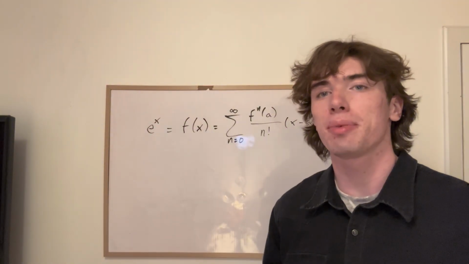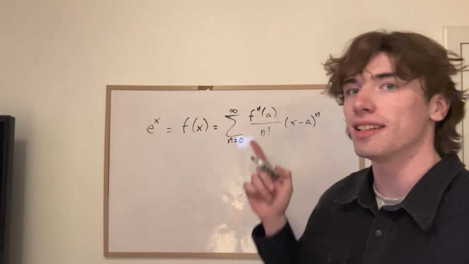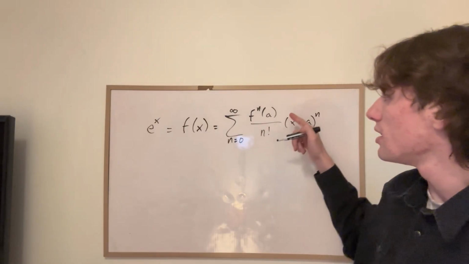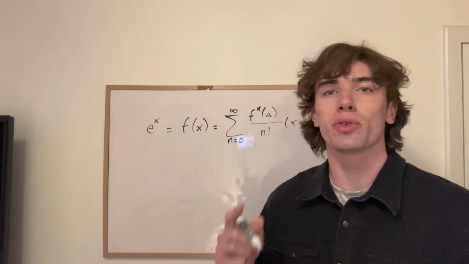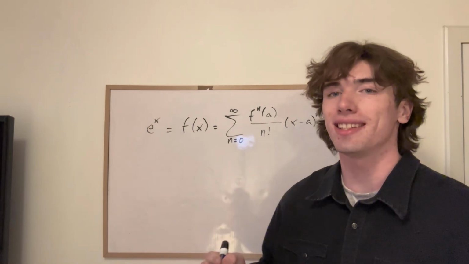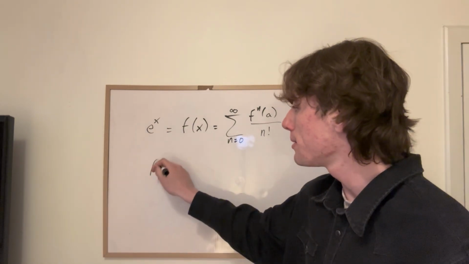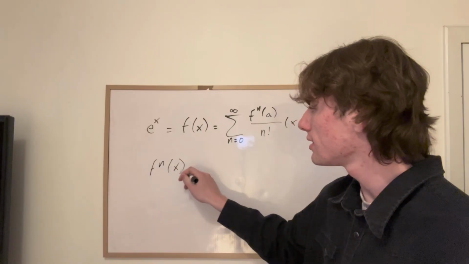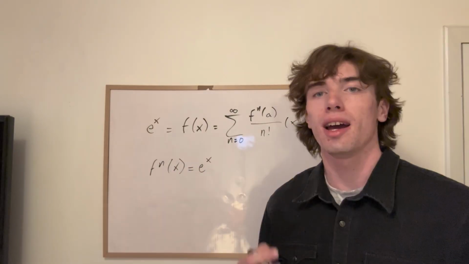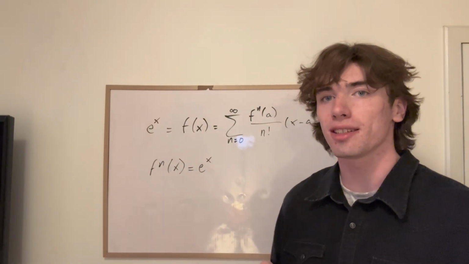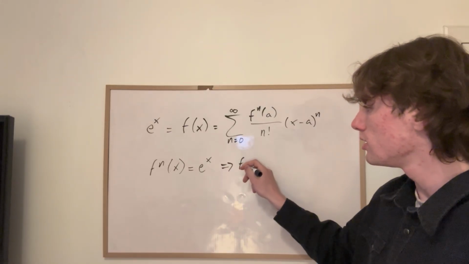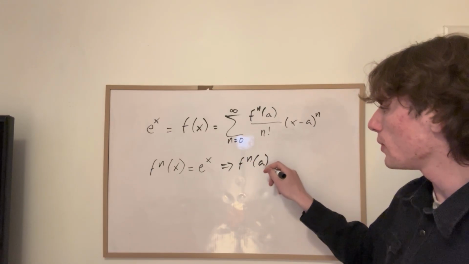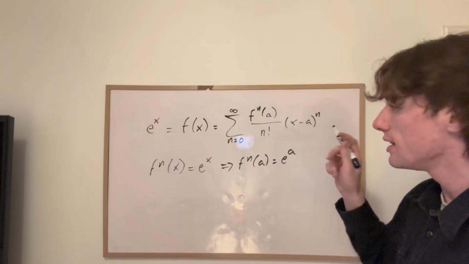So the first step to solving e to the x in the Taylor series format is we have to take a bunch of derivatives. We know from Calc 1 that the derivative of e to the x is always e to the x. So the nth derivative of e to the x is e to the x. And then I'm just going to pick any arbitrary center, let's call it a, and I'm going to plug in a. So when we evaluate it at a, it's going to be e to the a.